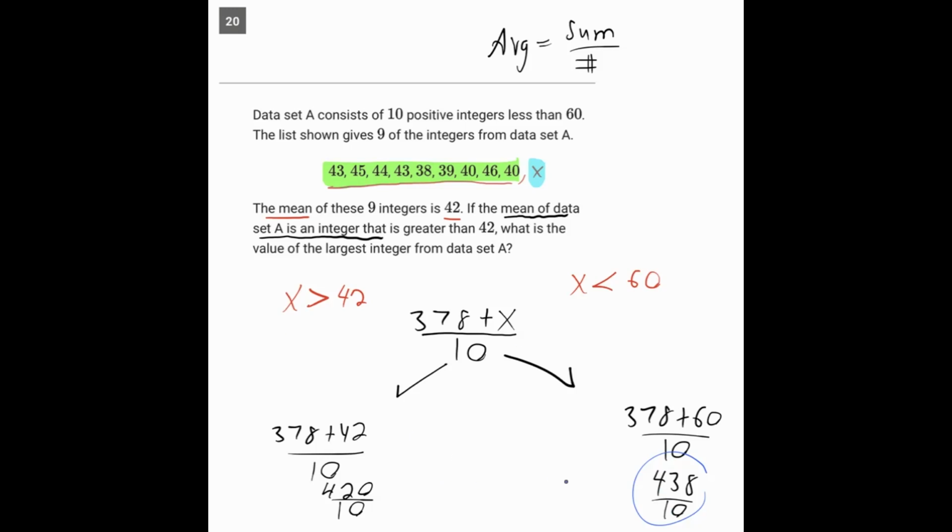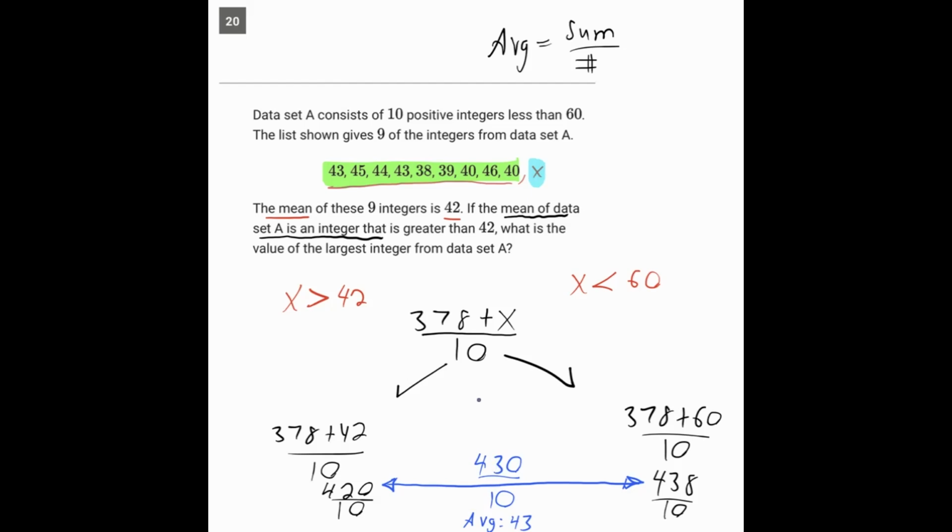So now thinking about all the numbers in between, that would be 421, 422, 423, all the way up to 438. So every possible number. So which of those numbers in between 420 and 438 is divisible by 10? And there's only one answer, and that's 430 over 10. That'll give us an average of 43. And so now the average would be an integer.